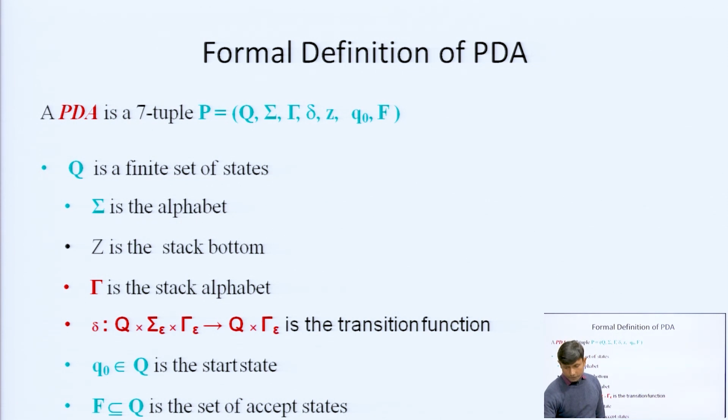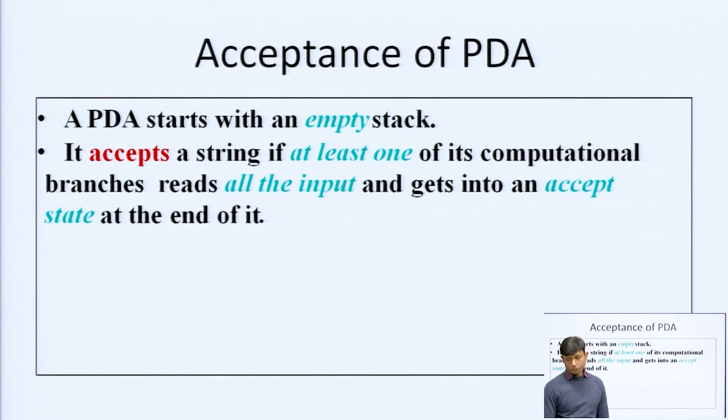So, what is the acceptance of a PDA? The PDA starts with an empty stack and it accepts the string if at least one of its computational branches reads all the input and gets into an accept state at the end. That means you have to read all the input and make the stack empty, then the PDA accepts. Another way is to read all the input and be in a final state, then it is also accepted. So there are two ways to accept: by empty stack or by final state. In both cases you have to read all the input.